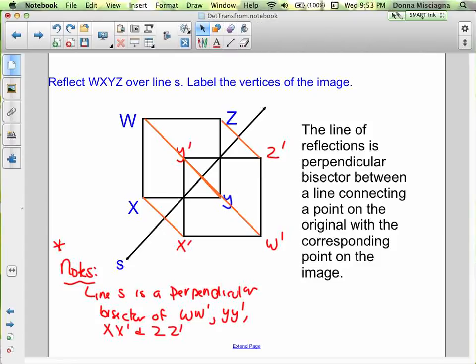Kind of makes it look three-dimensional, doesn't it, with all the segments connecting the point on the pre-image with the point on the image. All right, so the line of reflection is the perpendicular bisector of a line connecting a point on the original with the corresponding point on the image. And I still missed a Z here. Every time I move it, it bounces back. Okay, close enough. Let's do one more reflection, not on a coordinate plane.